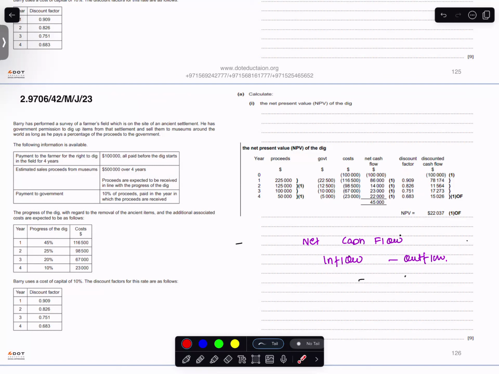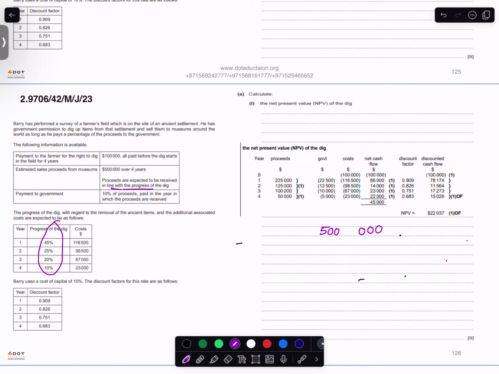Estimated sales proceeds from the museum, 500,000 over 4 years. Proceeds are expected to be received in line with the progress of the dig. Okay, stop. So 500,000 is to be received over 4 years, right? And how are you going to receive this 500,000? In line with the progress of the dig.